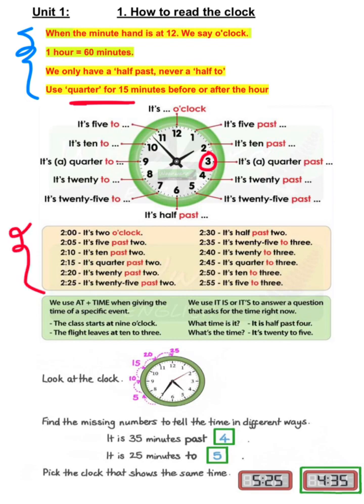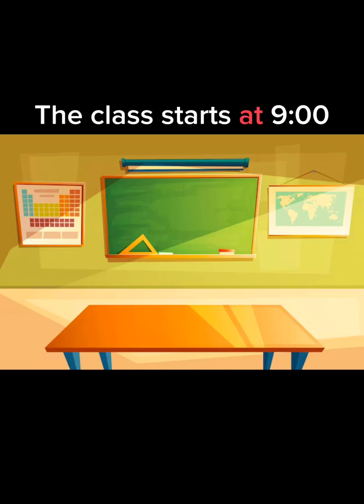As you have examples here, the first one, it's 2 o'clock. The second one, it's 5 past 2. And you have an example here, it's 10 to 3. The last one, it's 5 to 3. You can go along through all of this, which makes you understand how to read the clock even better. And don't forget that we use at plus time when giving the time of a specific event. We say, for example, the class starts at 9 o'clock.